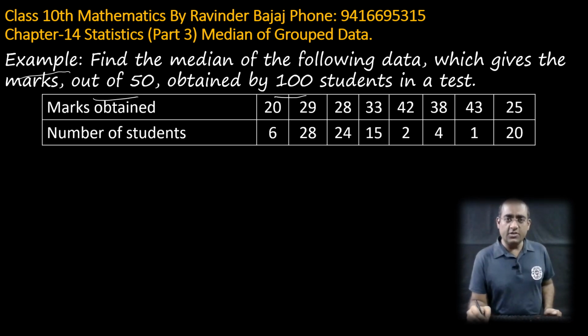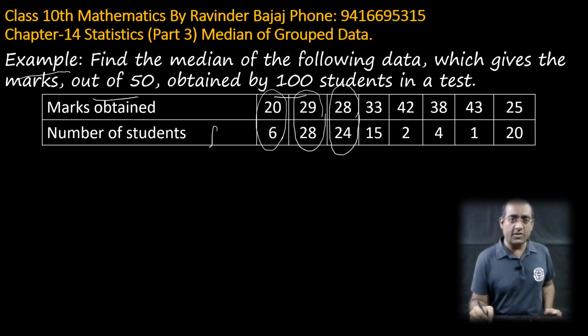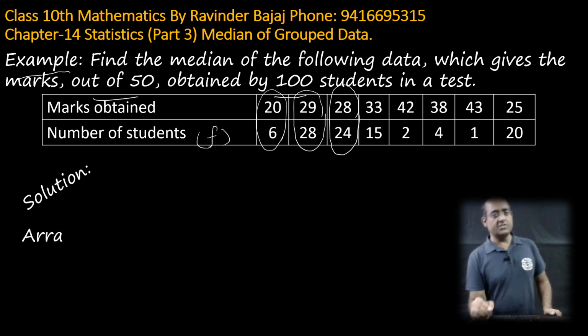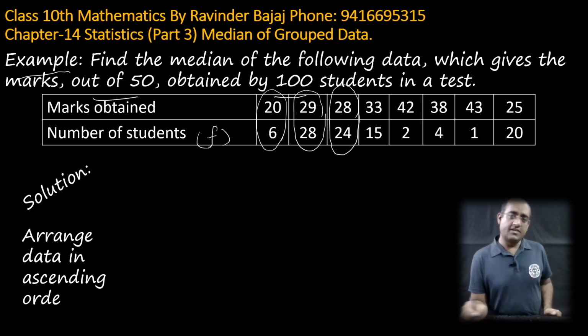Here the data is given: 20 marks are obtained by 6 students, 29 marks are obtained by 28 students, 28 marks are obtained by 24 students. In this way, this is the frequency and this is the marks obtained by the students. So first of all, we will arrange them in ascending order. In the solution, arrange this data in ascending order, and take care that the frequency should not be reshuffled.